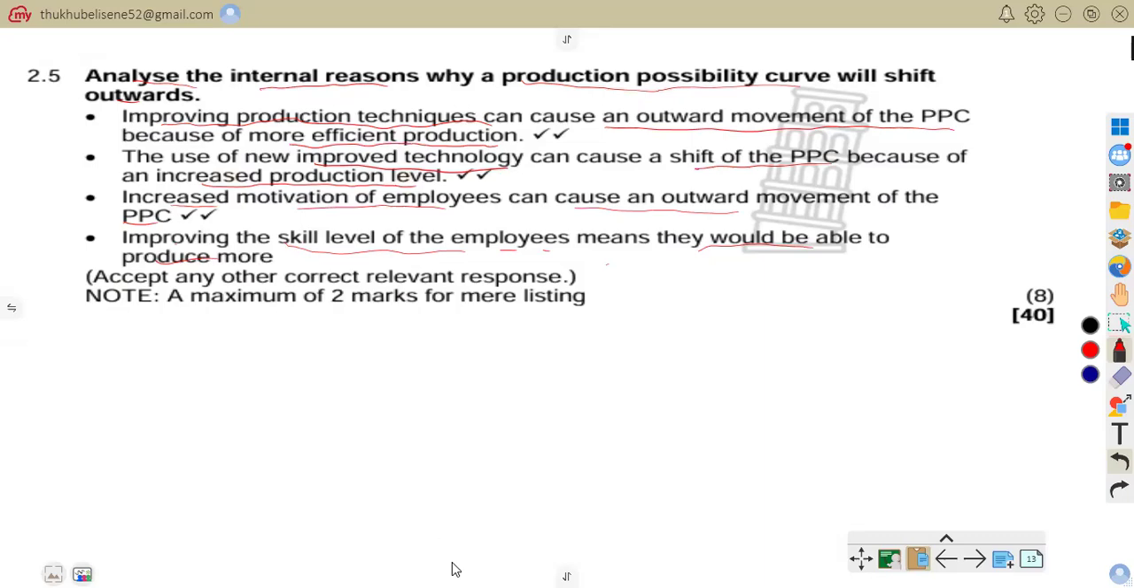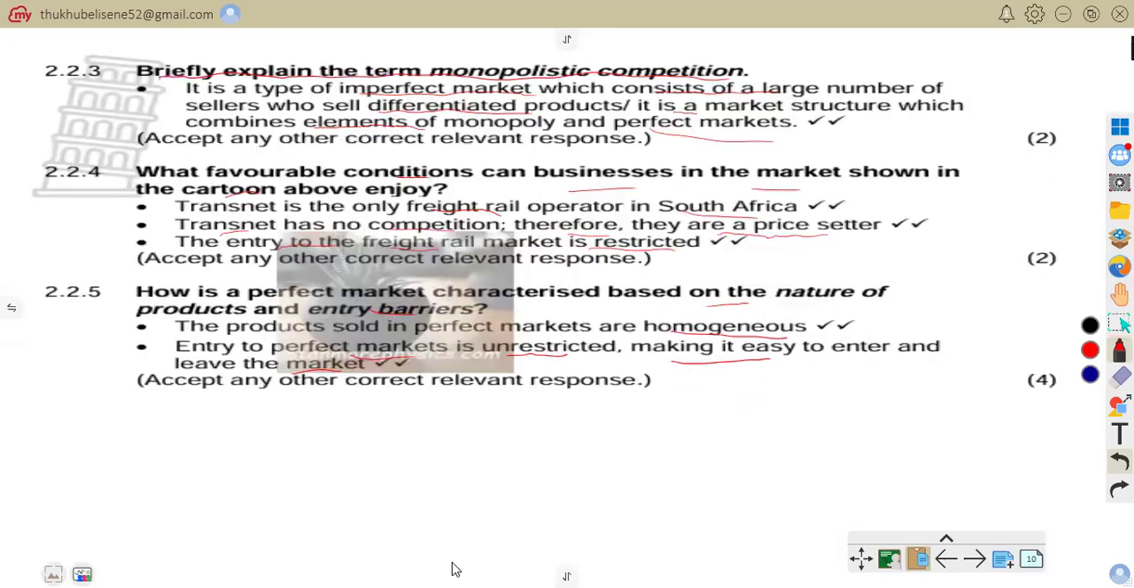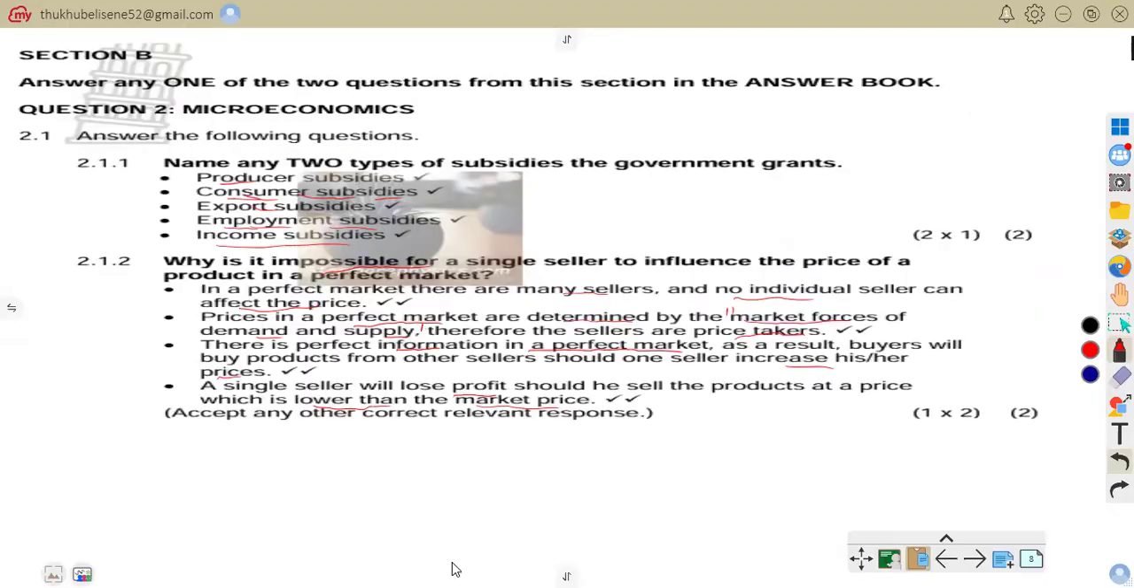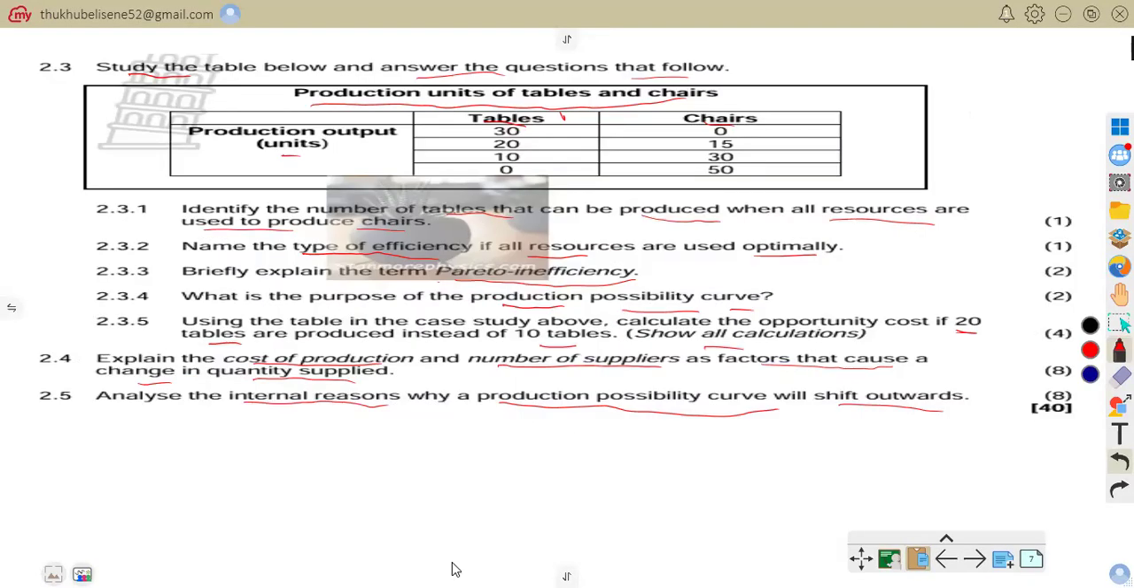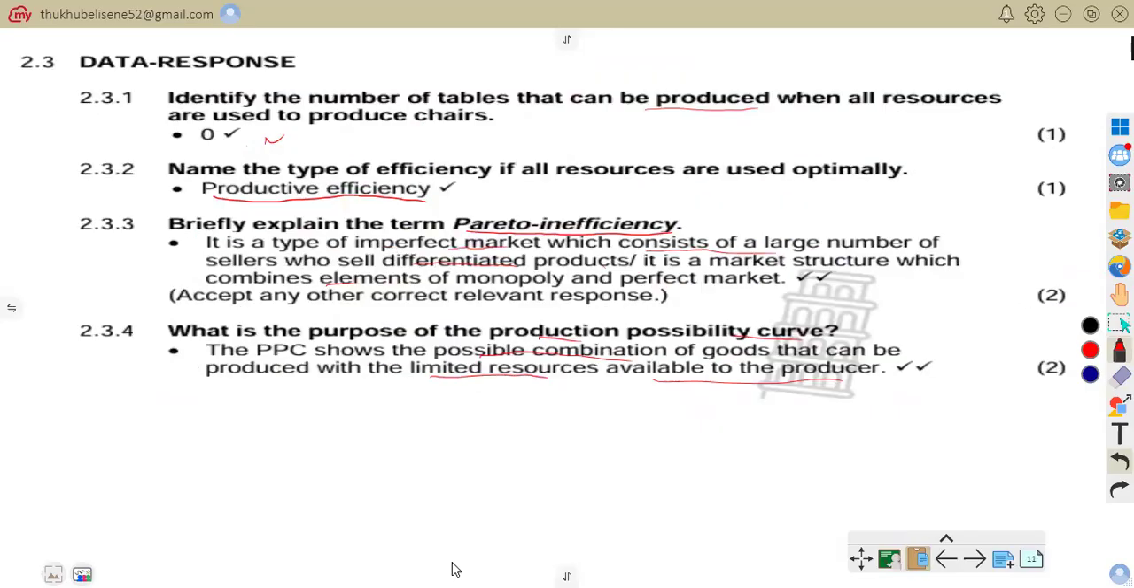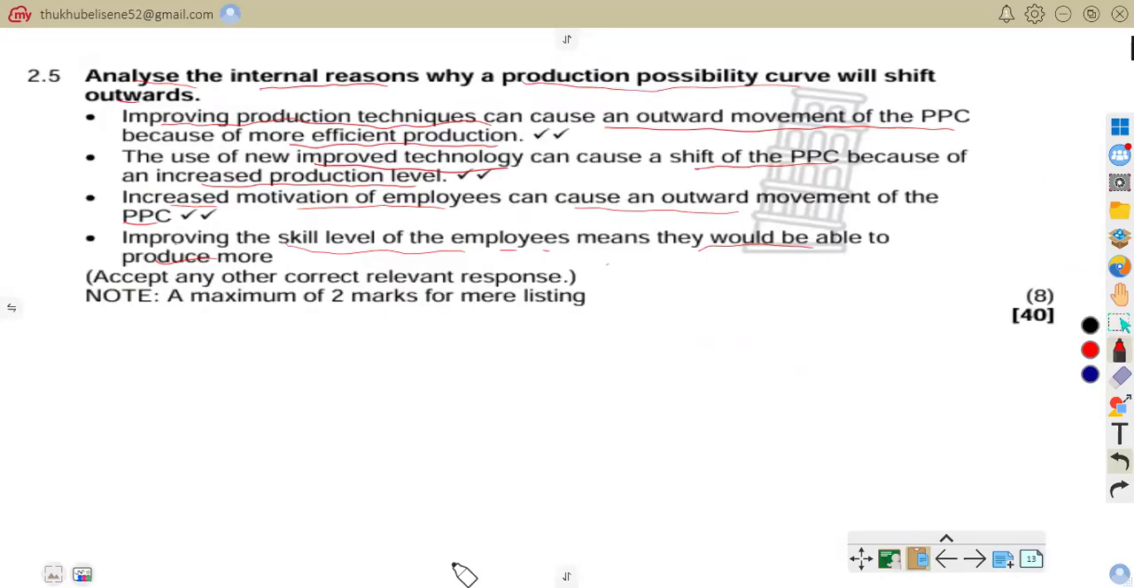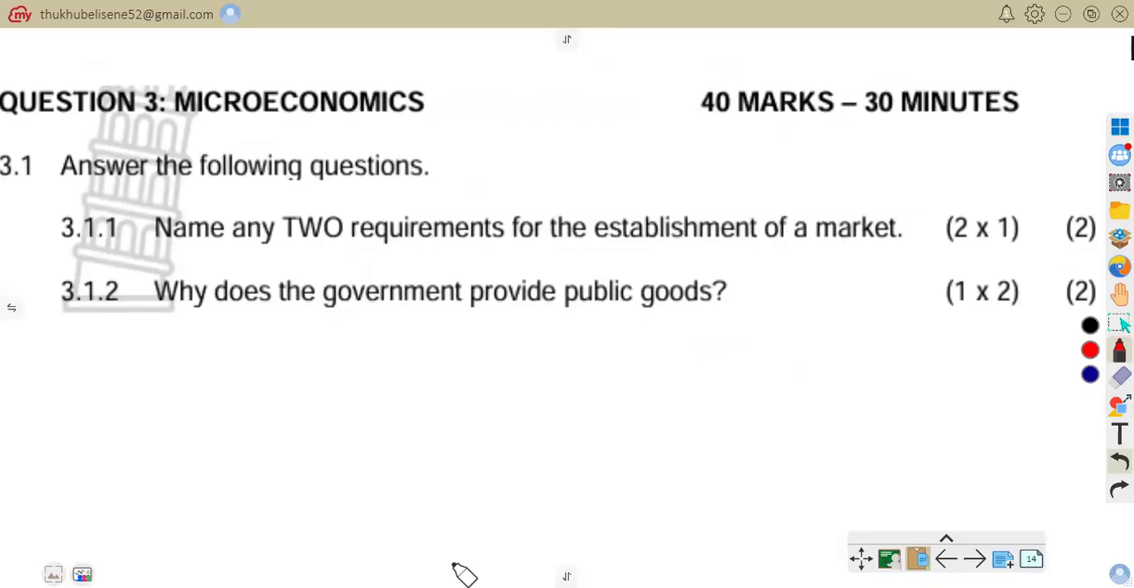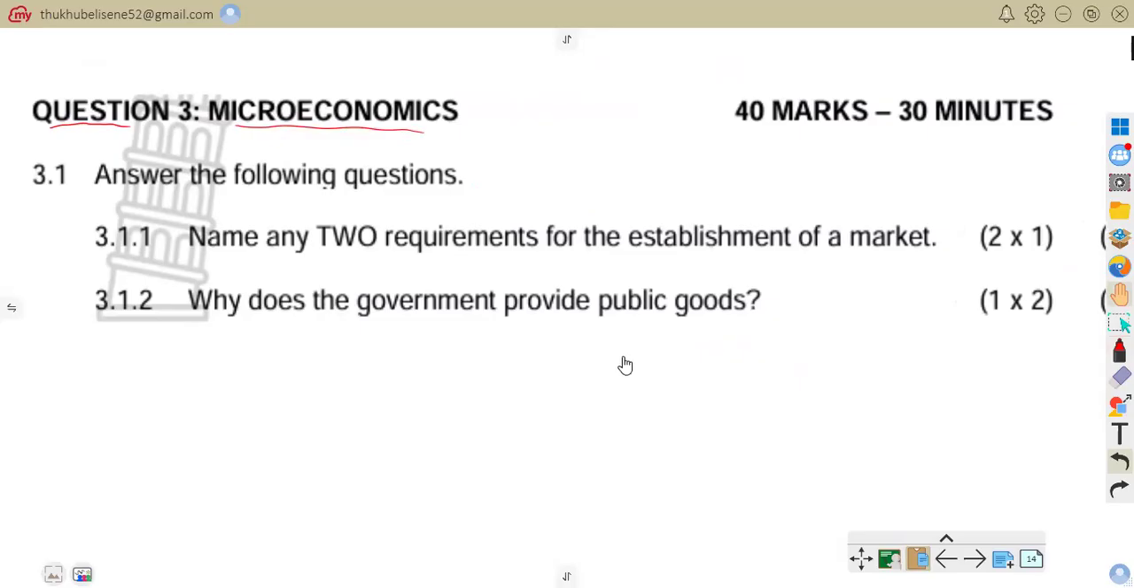Now we are to attend to question 3. Here is our question 3, Microeconomics. 3.1 says, answer the following questions. 3.1, name any 2 requirements of establishment of a market.